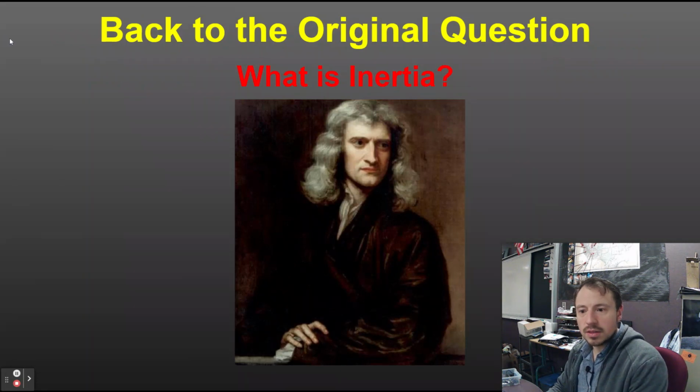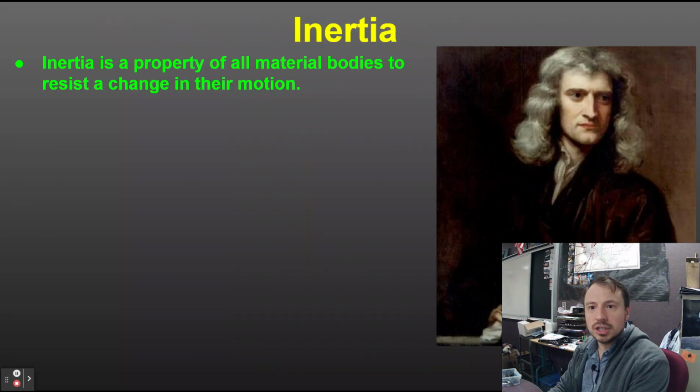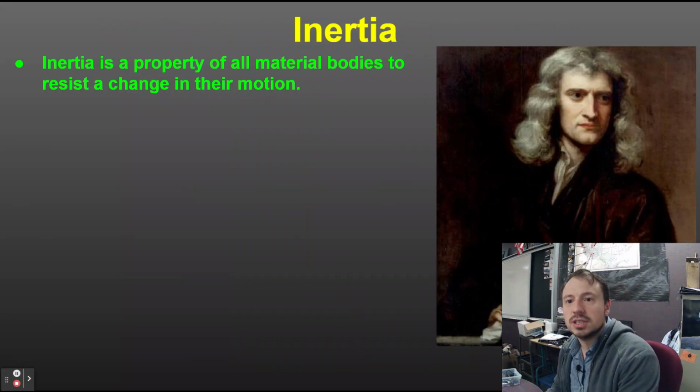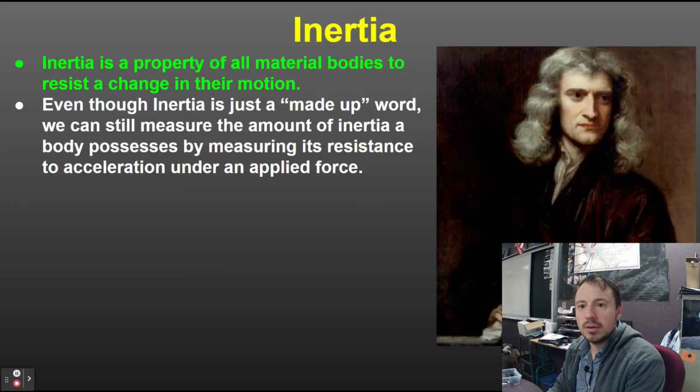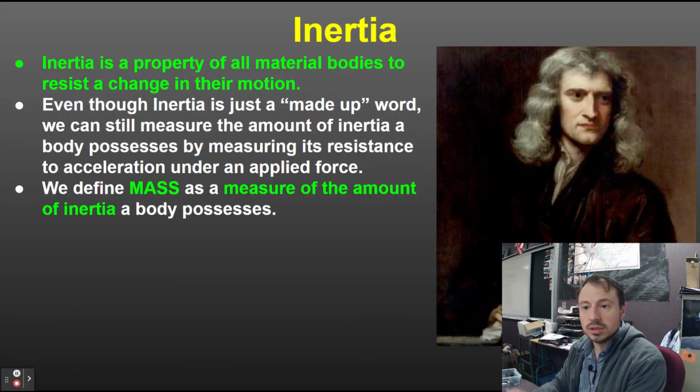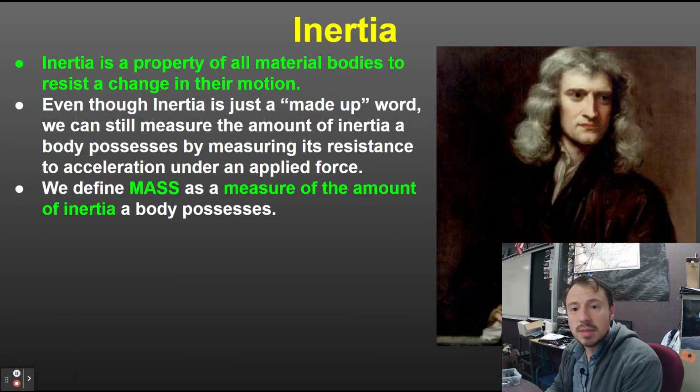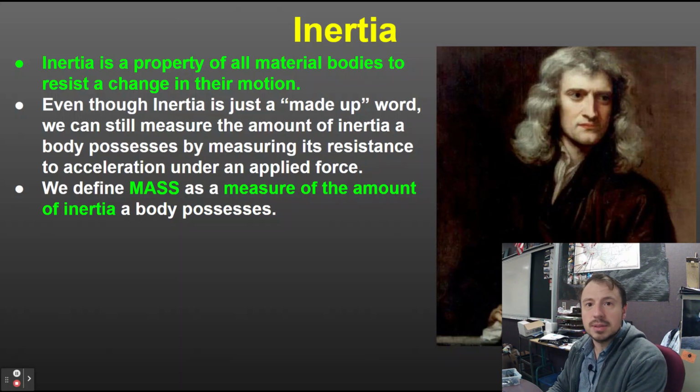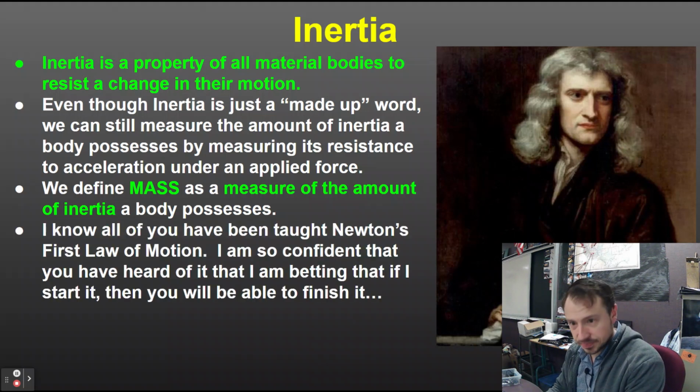All right. So the big question for Newton's first law is, what is inertia? Inertia is a property of all material bodies to resist a change in their motion. Now, inertia is just a made-up word. You can still measure the amount of inertia a body possesses by measuring its resistance to acceleration under an applied force. Now, we define mass as a measure of the amount of inertia a body possesses. So we've learned about mass. We said it was just the amount of stuff that an object has, but more scientifically, it's just a measure of the amount of inertia, or the resistance to change in motion.